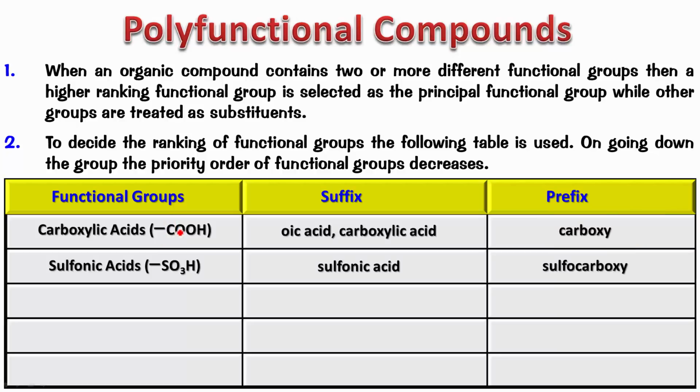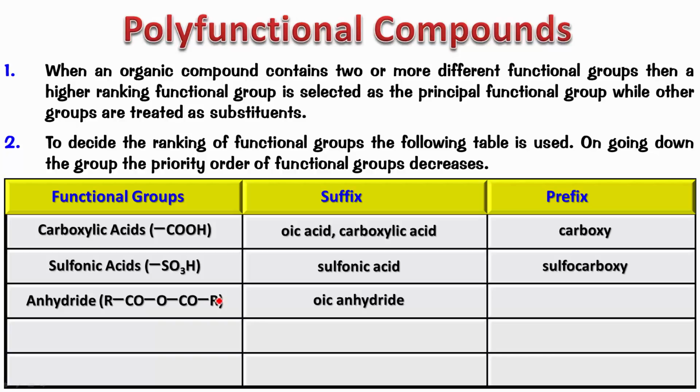Alright, the next one is anhydride, RCOOCOR. We have already done the naming of this. We used to call it alkanoic anhydride, and both the alkanoics are written down alphabetically. So it's oic anhydride. Now, what would it be as a prefix?